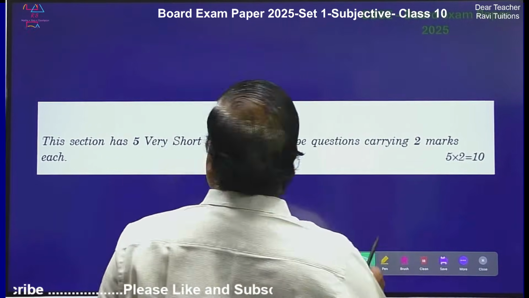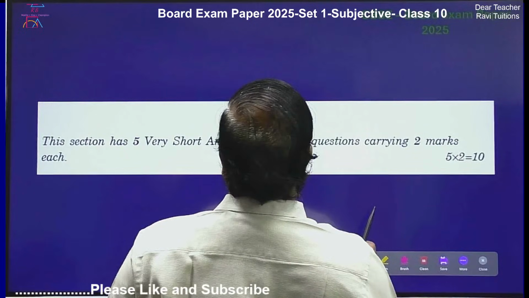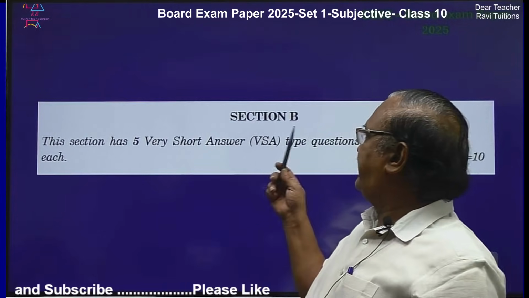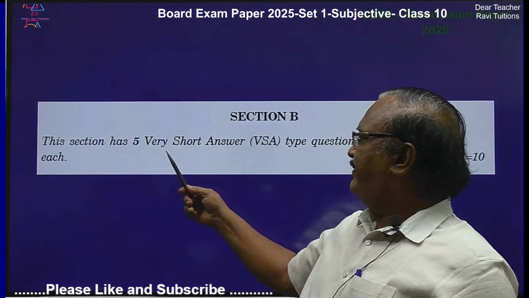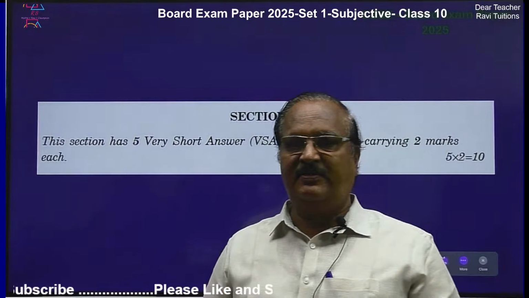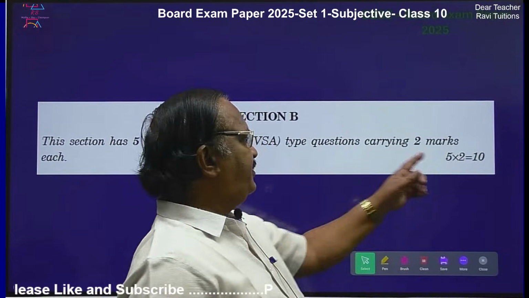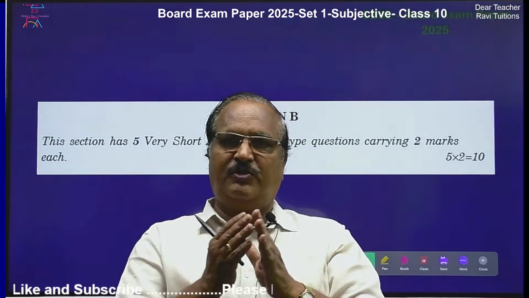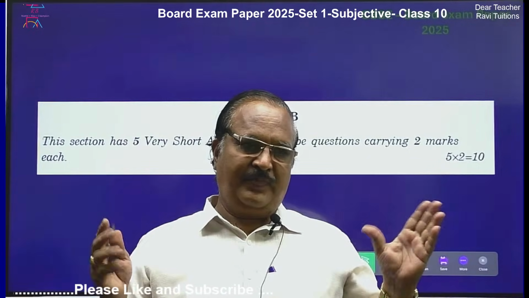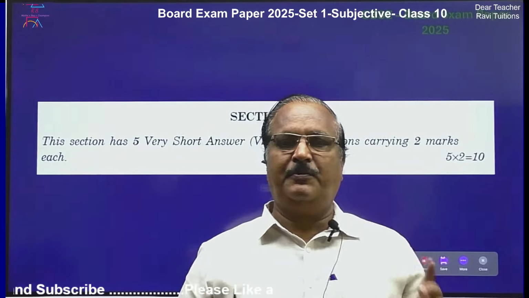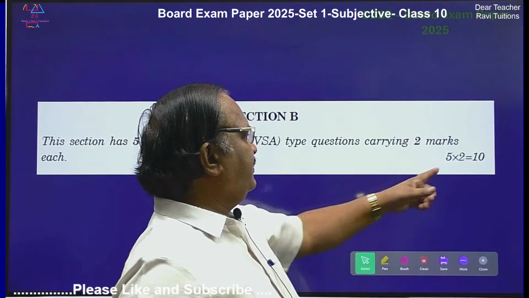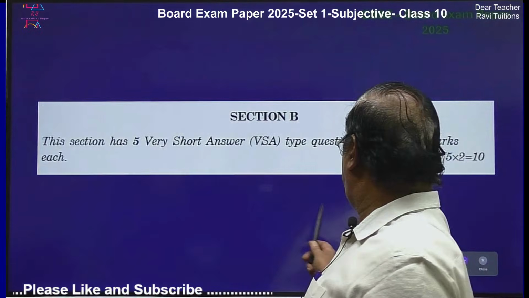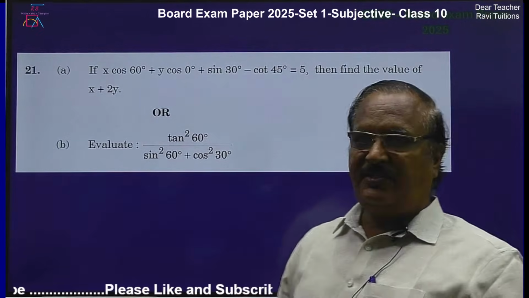So now section B. Section A is MCQ questions, 20 are over. Now in section B there are 5 very short answer questions, and each question carries 2 marks. Remember, it is 2 marks. Your answer should not be very lengthy, so you have to be careful about the answer. So 5 questions will be there. So let us start, 21st question.